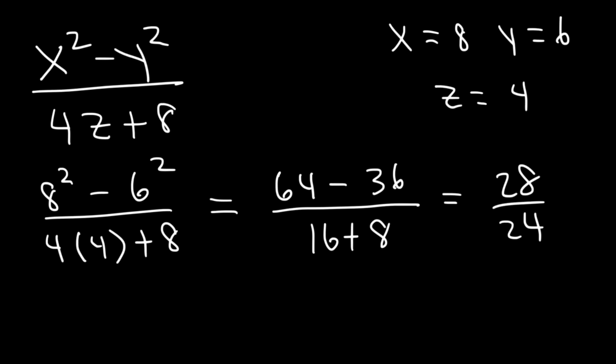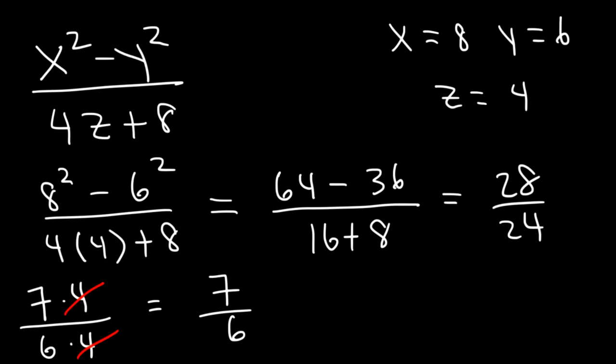Now this fraction is reducible. So how can we reduce this improper fraction? 28 is 7 times 4. 24 is 6 times 4. 4 divided by 4 is 1, so we can cancel it. So what we have left over is 7 divided by 6. And that is the answer.